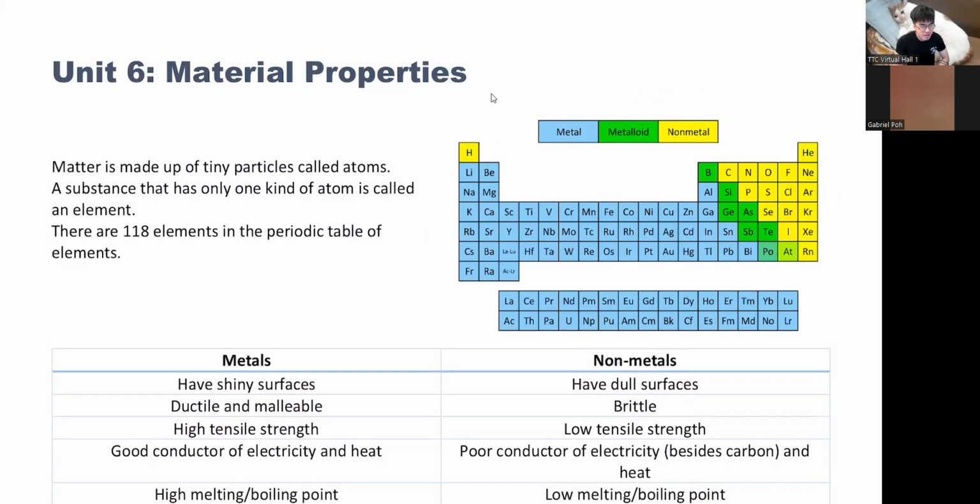You should roughly know where everything is. You should know metal is on the left-hand side. You see the blue is metal, besides this hydrogen right here, and then the right side is non-metal. And this middle group, the green ones, we call metalloid, or semi-metal, because they sort of behave like metal and non-metal. They act a bit weirdly because they behave like both.